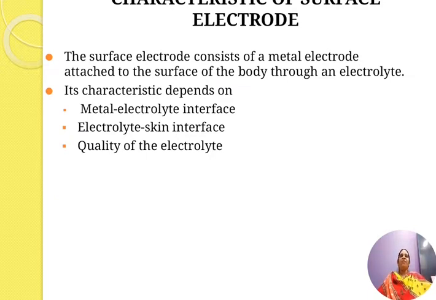Characteristics of surface electrodes. The surface electrode consists of a metal electrode attached to the surface of the body through an electrolyte. You generally have a metallic electrode which is attached to the surface of the body through an electrolyte. So a surface electrode consists of a metal electrode attached to the surface of the body through an electrolyte.